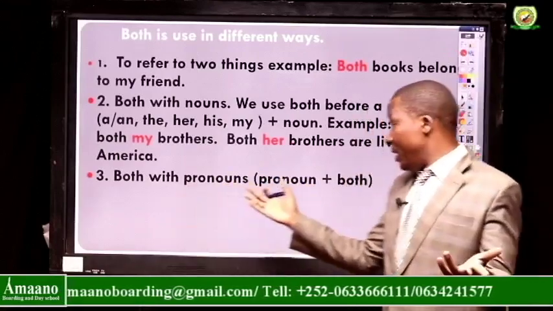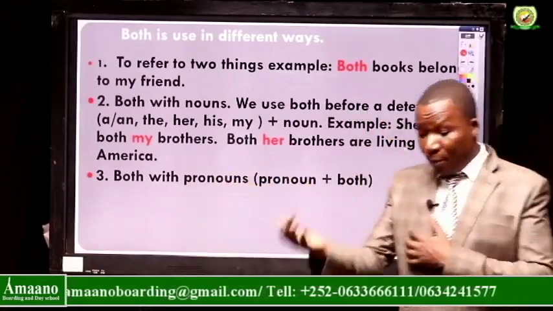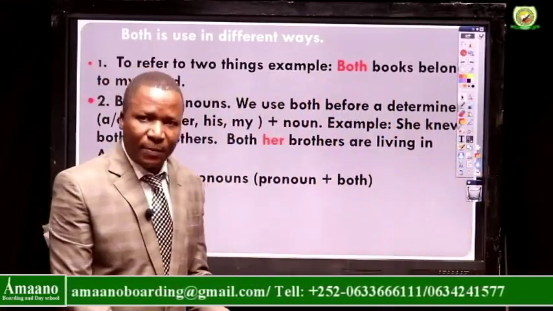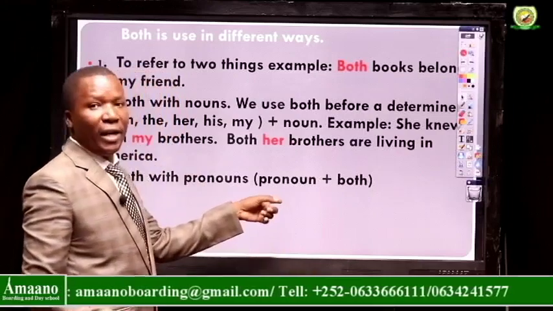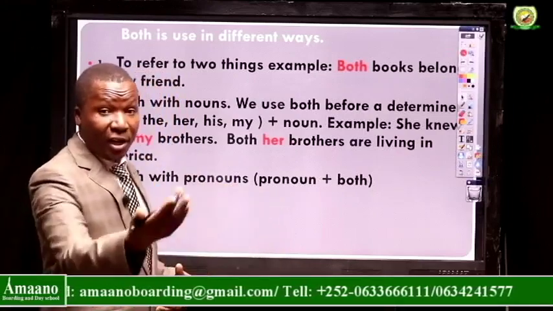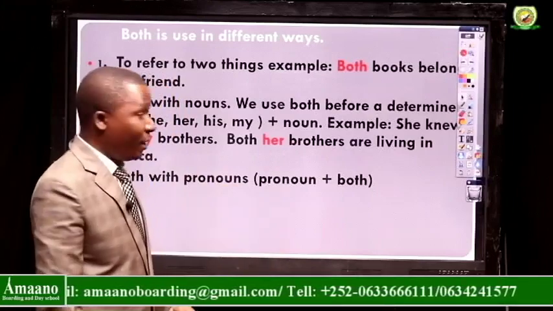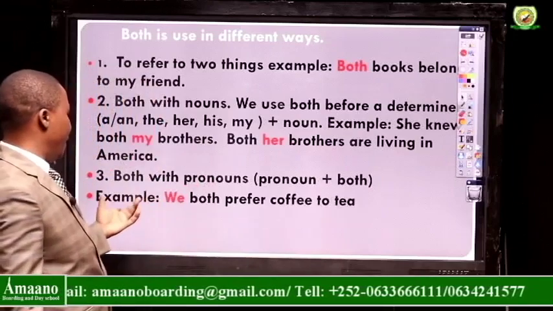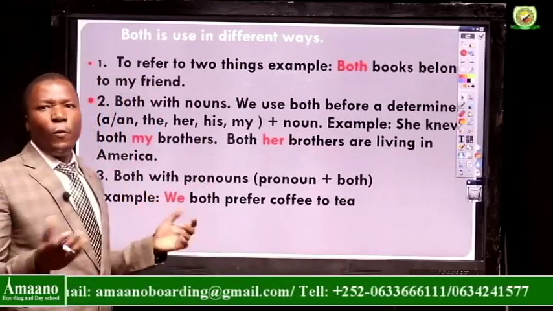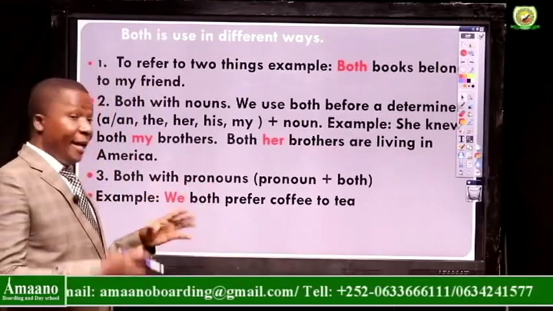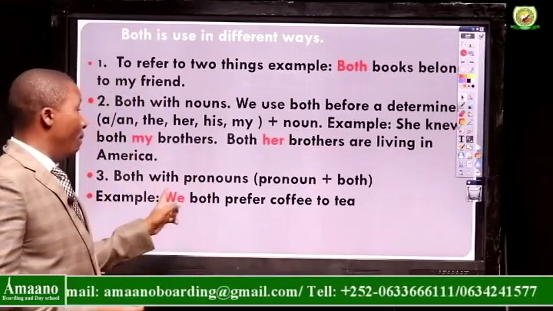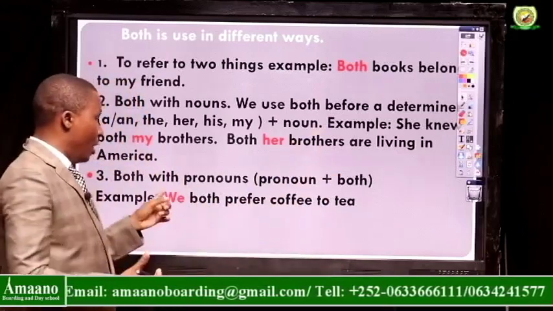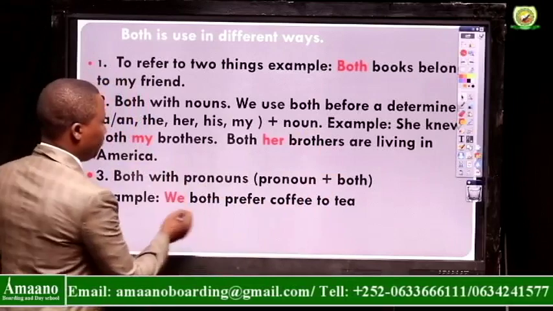Both is also used with a pronoun. So we use pronoun plus both. Of course, pronoun is a part of speech. It is replacing a noun. Where there's a noun, we put a pronoun. So we can use pronoun plus both. An example here: we is representing a group of people. We both prefer coffee to tea. We is a pronoun plus both.